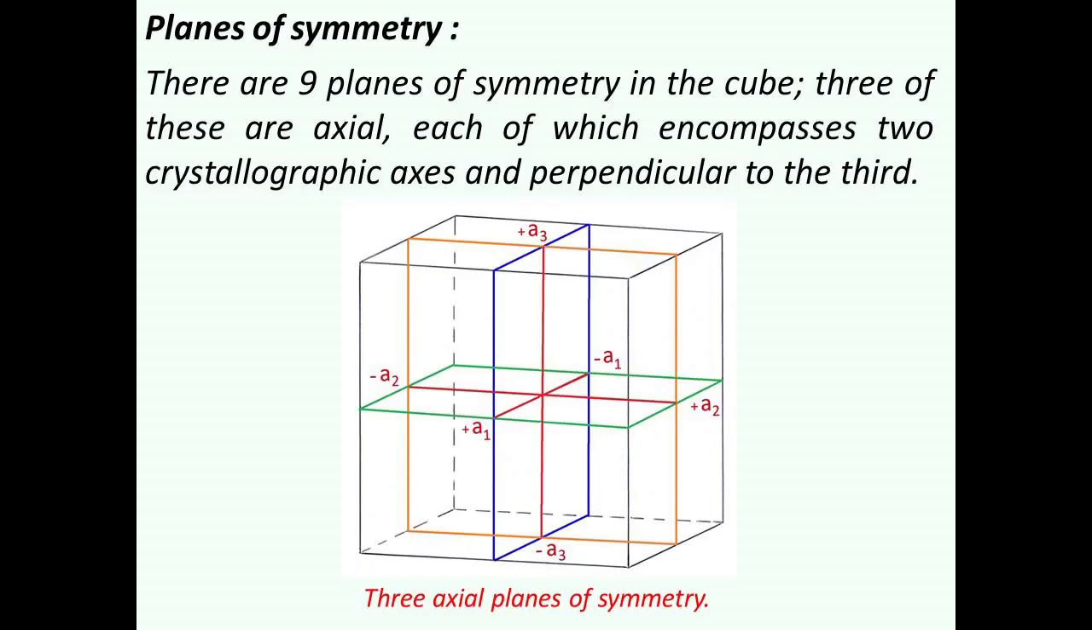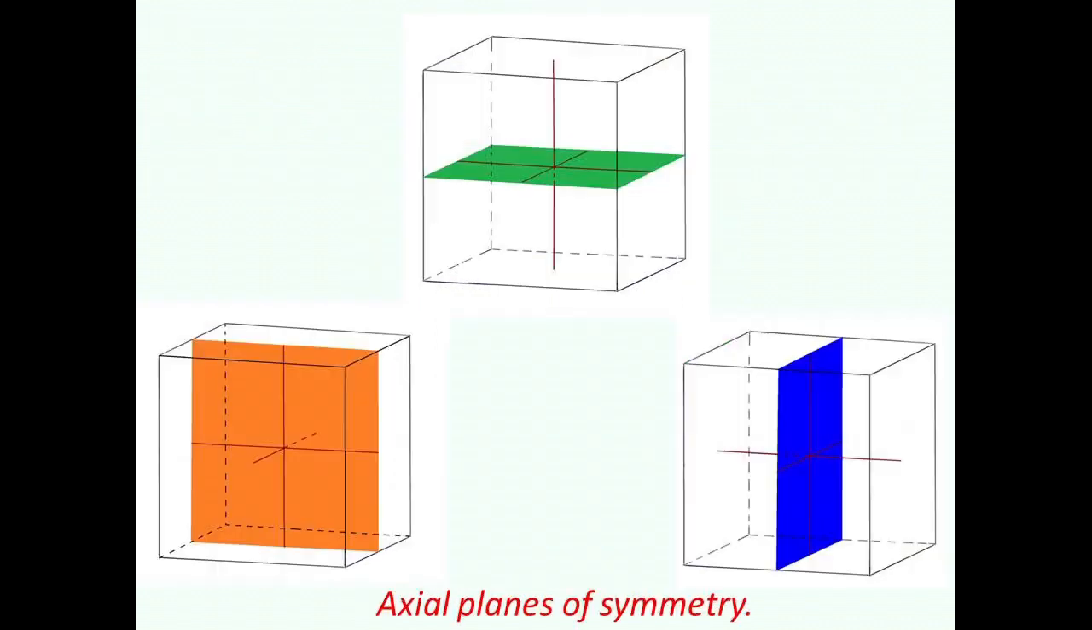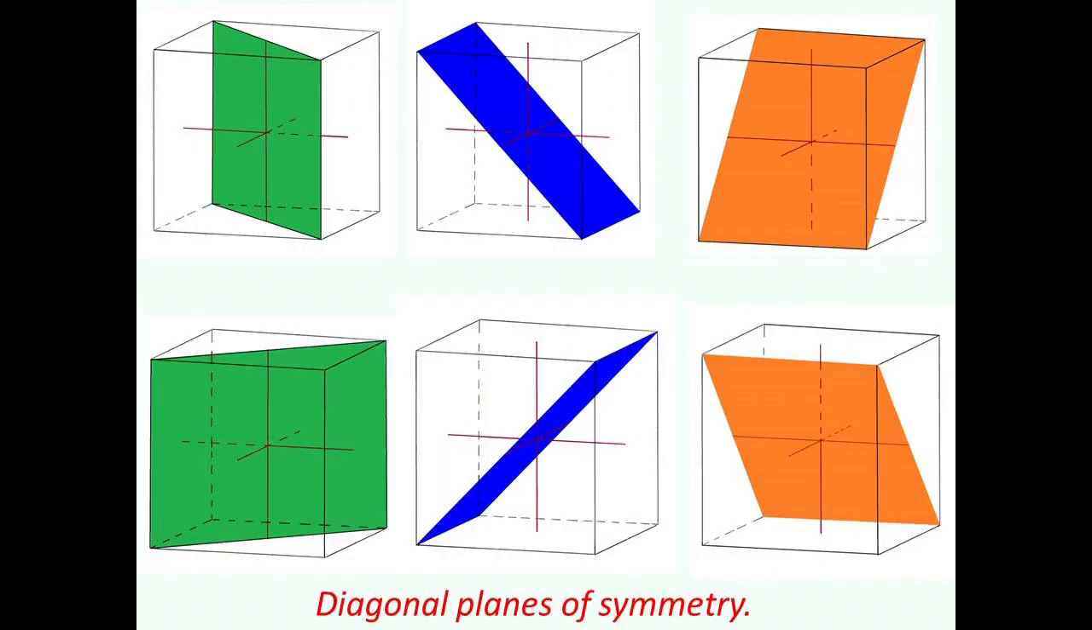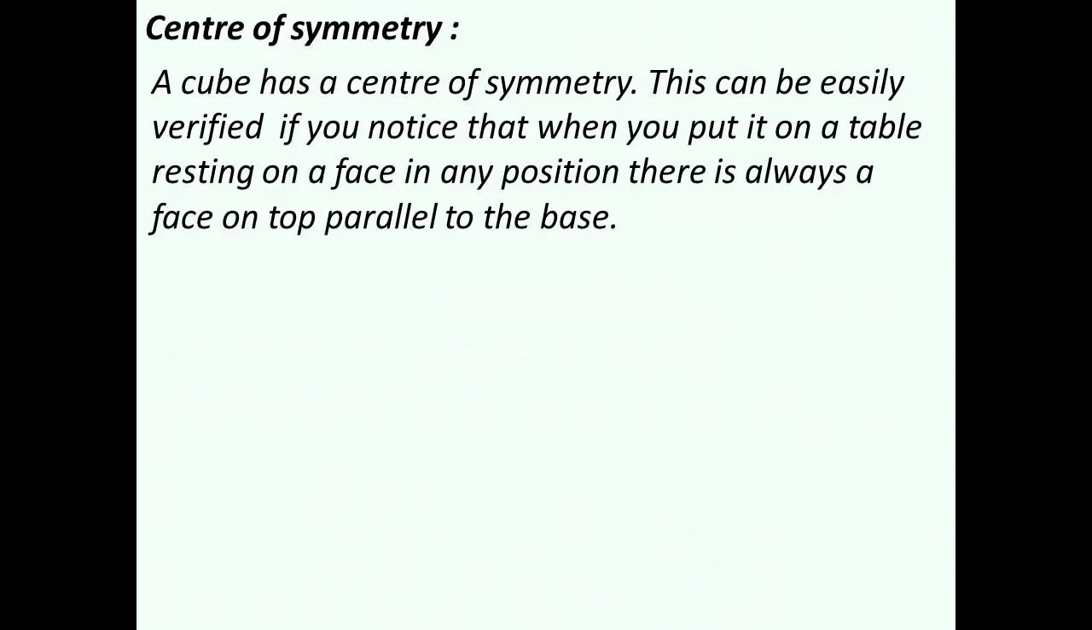Planes of symmetry. There are 9 planes of symmetry in the cube. 3 of these are axial, each of which encompasses 2 crystallographic axes and is perpendicular to the third. Each of the other 6 planes encompasses 1 crystallographic axis and bisects the vertically opposite angles between the other 2. They are diagonal planes. Note that each of the diagonal planes encompasses a pair of the parallel edges across the origin. Since the cube has 12 edges, then there are 6 diagonal planes of symmetry as displayed in the figures.